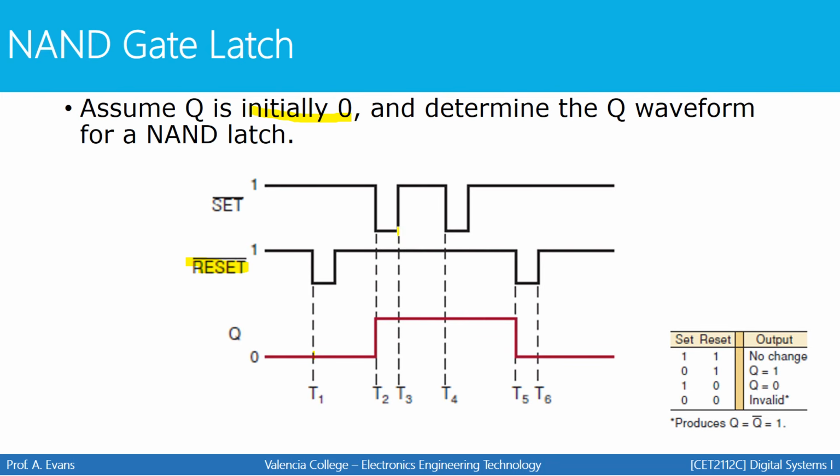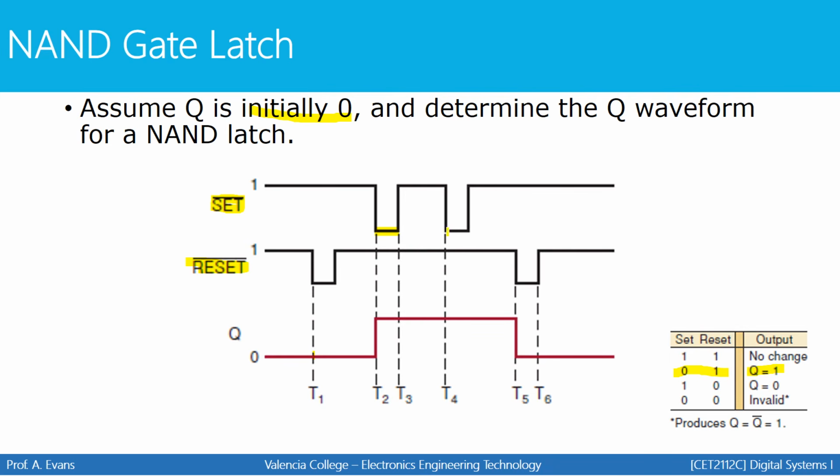When set goes low, now this active low input is going to trigger the flip-flop to set, or to have an output of 1, based on the truth table right here. So when set is low while reset is 1, Q is going to be high. So at this point, the flip-flop is going to toggle or change states and go from low to high. When set goes back to 1, while reset is still 1, no change. It was 1 before, it'll stay 1 again.